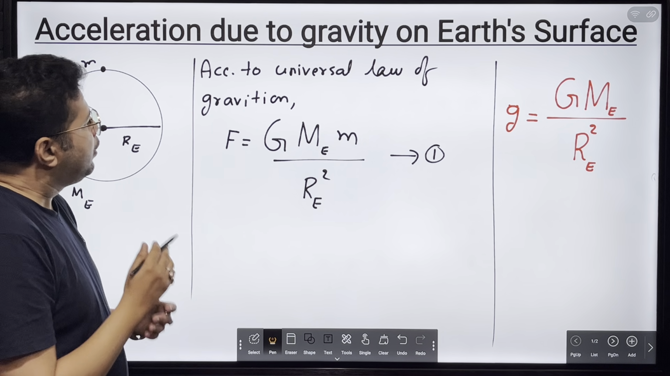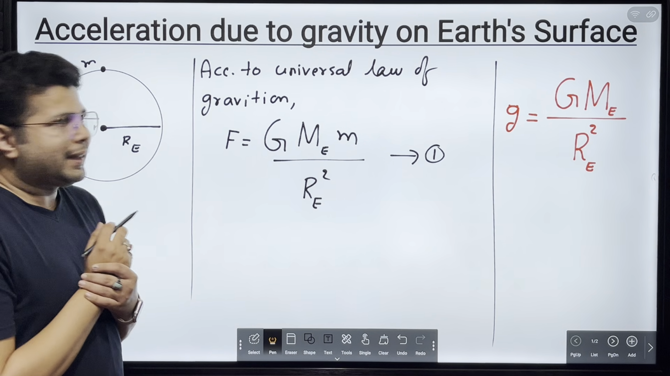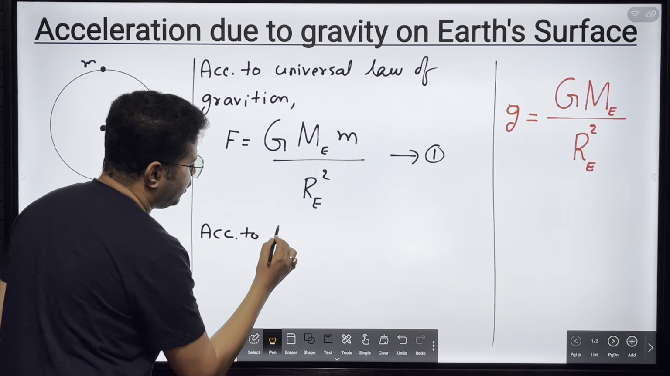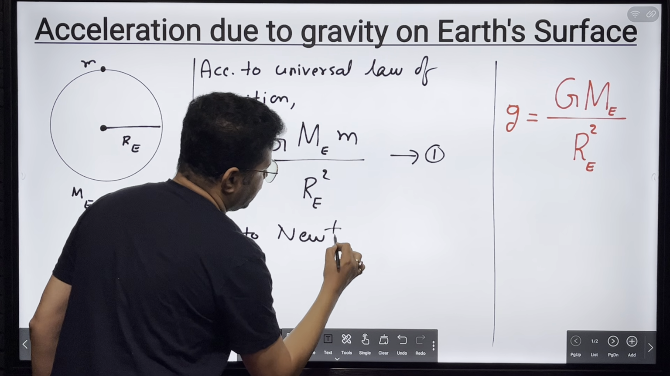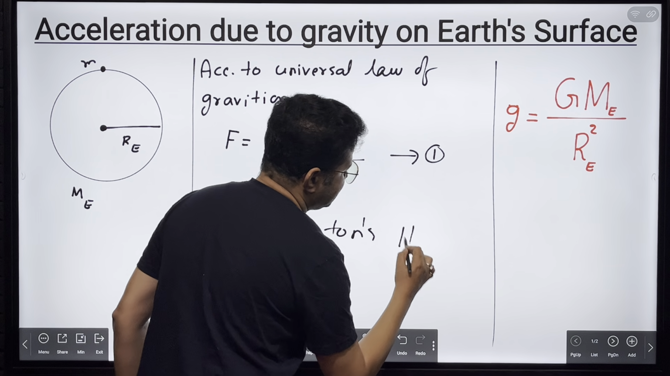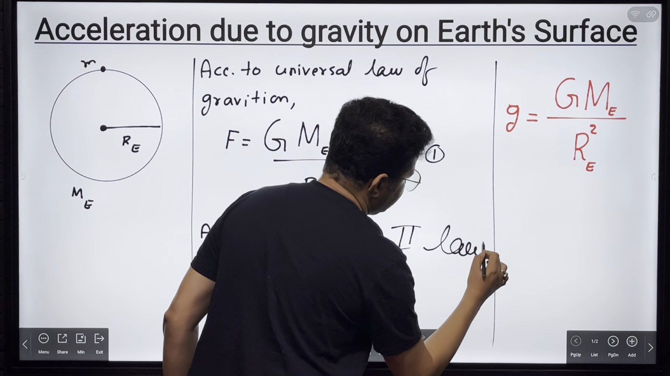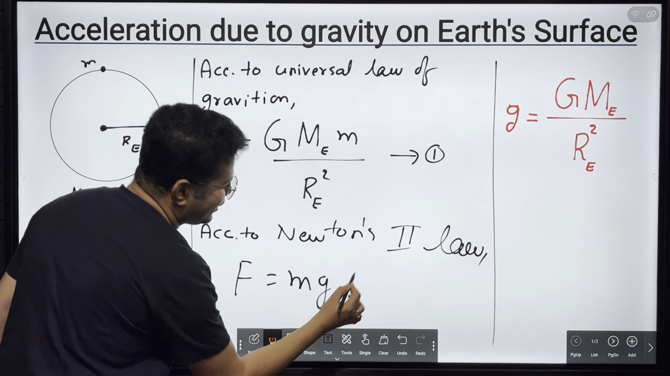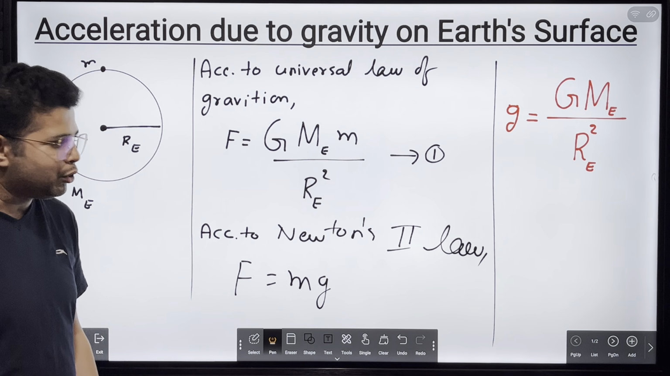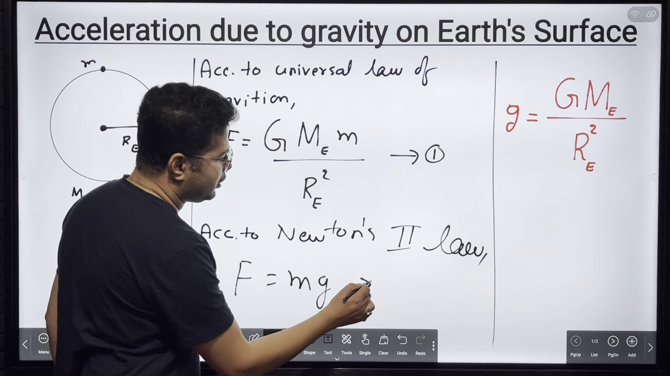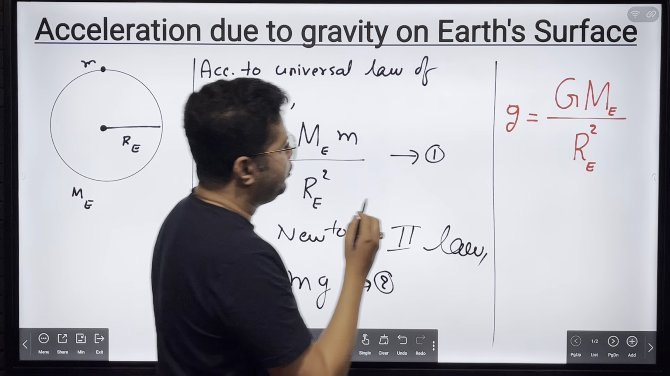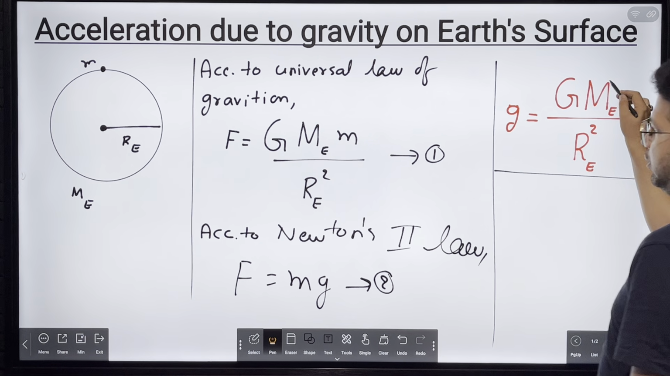Now according to Newton's second law, we know that F is equal to mg. It is weight. Now force acting on the body is equal to its weight. So this is my equation number 2. From these two equations, what will I do? This is what I want to derive.